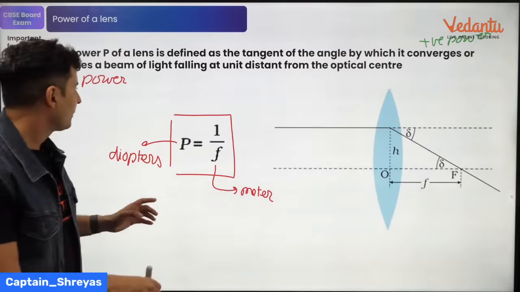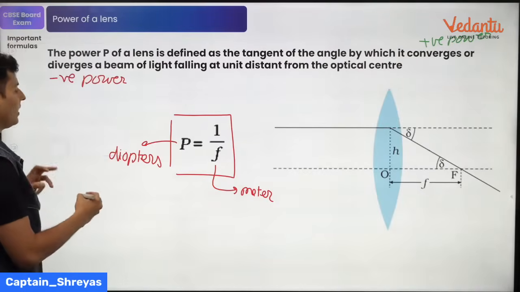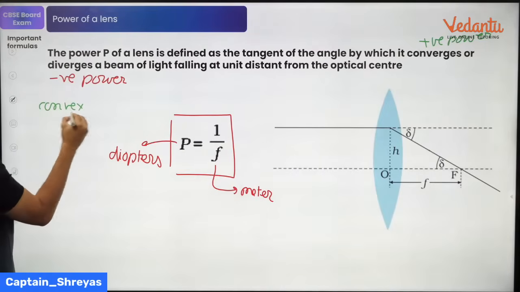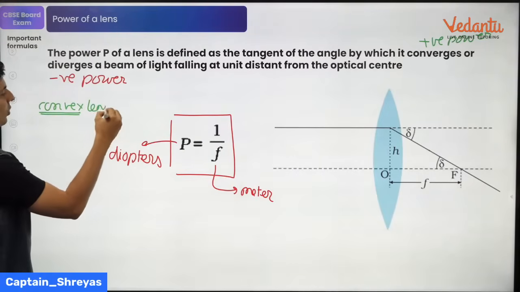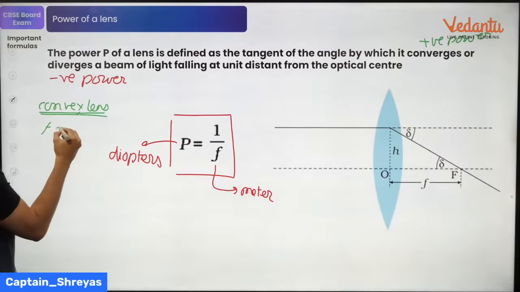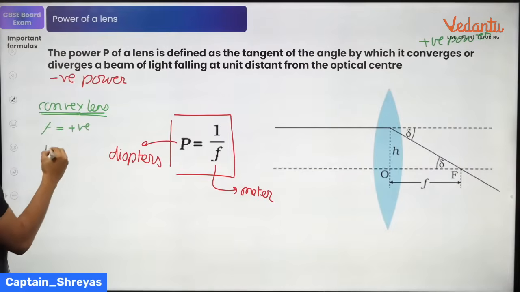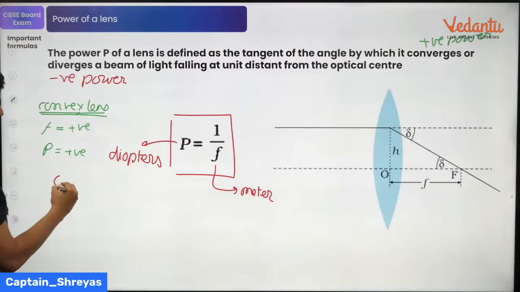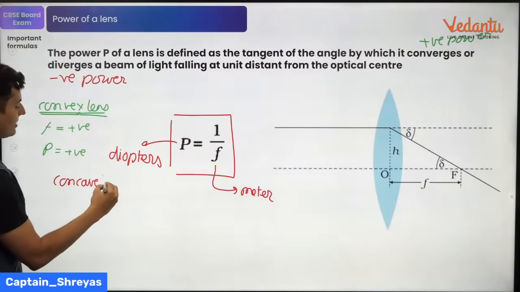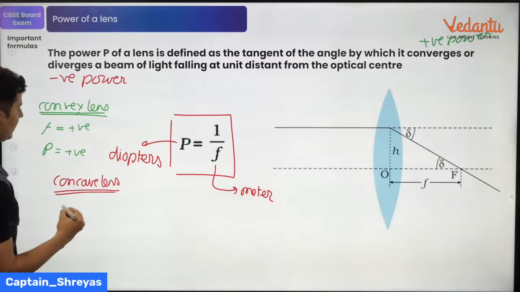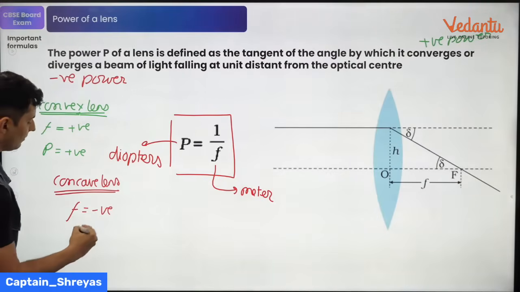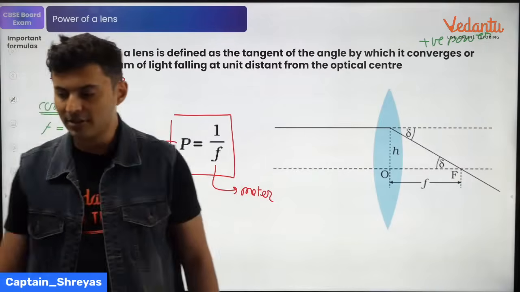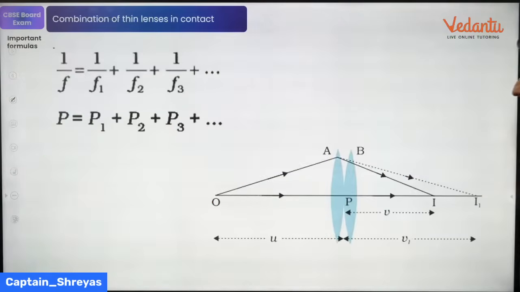Now, if you think about it, for a convex lens, the focal length is positive, so the power also is positive. Whereas for a concave lens, the focal length is negative, so the power is also negative. Keep this in mind. Simple facts.